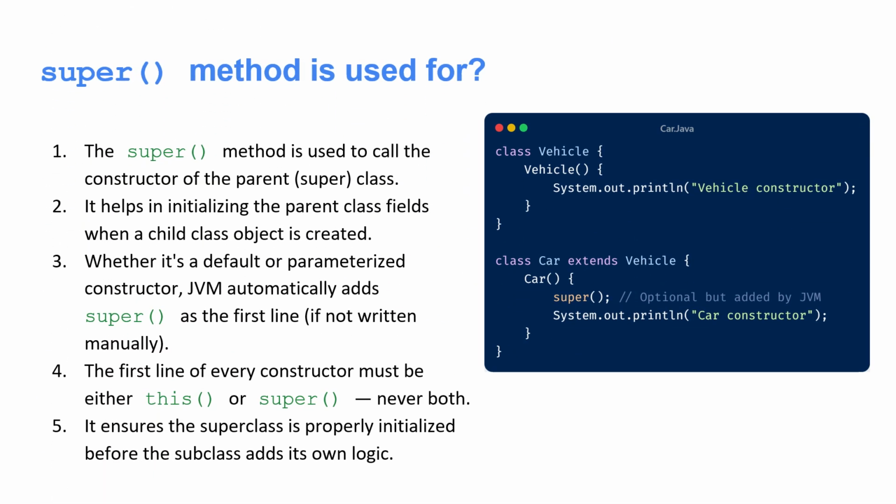Super method is used to call the constructor of the parent class in Java. It ensures that the superclass is properly initialized before the child class adds its own logic. Whether it's a default or parameterized constructor, the JVM automatically inserts super method if you don't write it. Just like this method, it must be the first line in the constructor, and you can't use both in the same constructor.